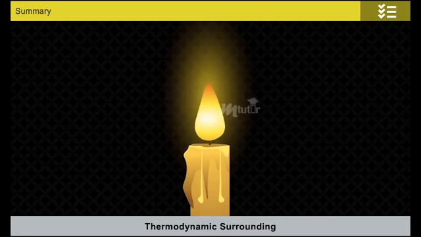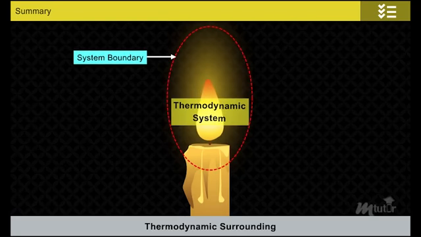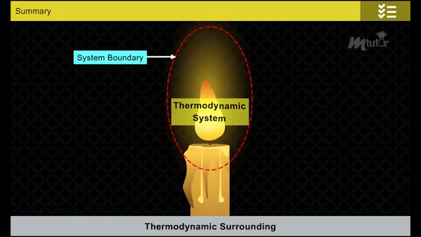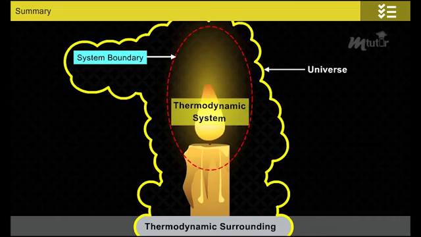Surroundings. Anything outside a system that affects the behavior of the system. Boundary. System and surroundings are separated by a boundary. It may be fixed or movable and real or imaginary. Universe. System, boundary and surroundings together comprise a universe.